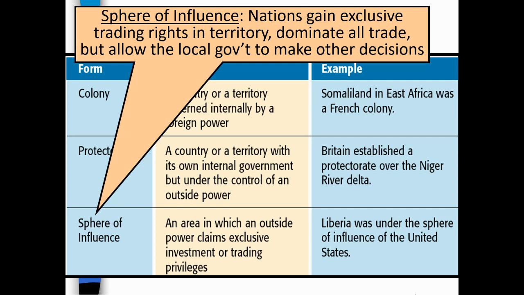And then last, sphere of influence. And we're going to see this in the China notes. So we'll come back to this. But this is basically allowing local governments to make all the decisions except for trade. So we wouldn't even send governors to West 204. We would just make sure that they were allowing us to trade with them in a way that we felt was fair, and that would be that.